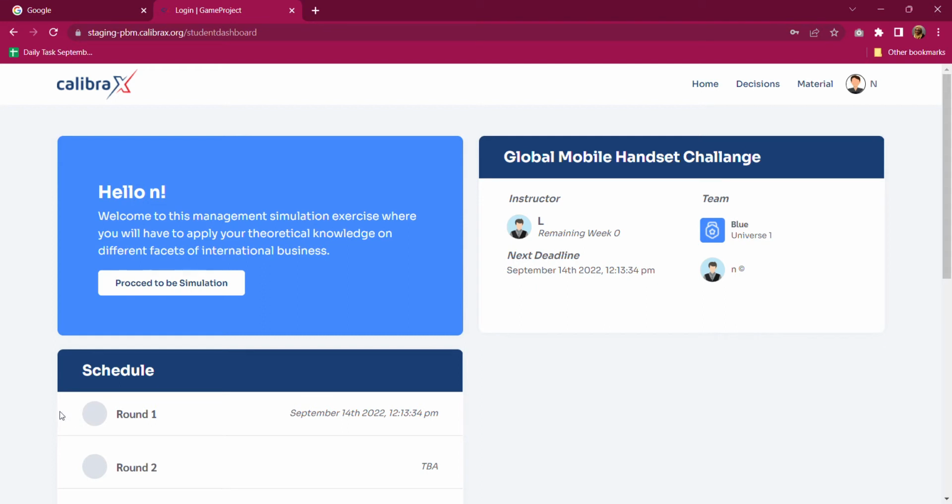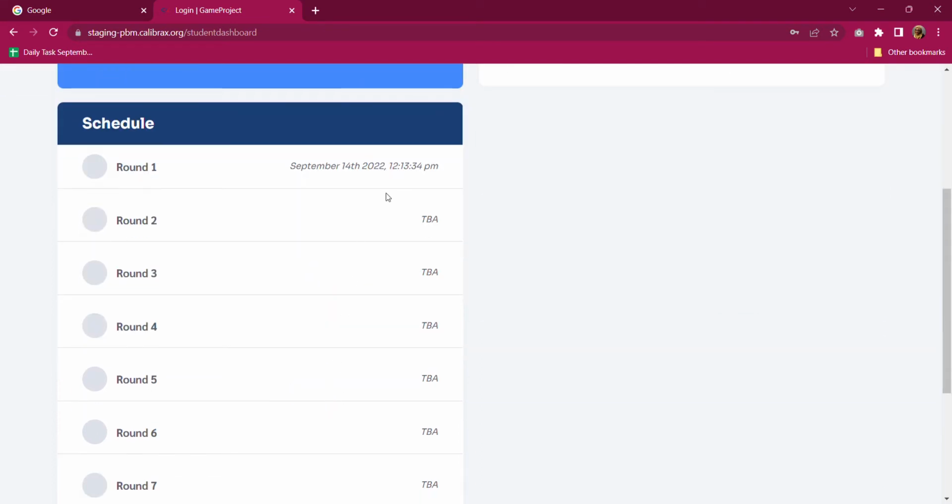Under the schedule tab, you will get to see what is the next round which you have to participate in. The rounds that are not activated yet are showing the deadline as TBA at this time.